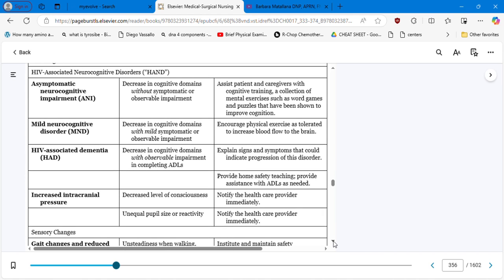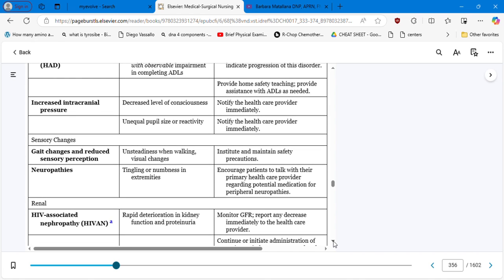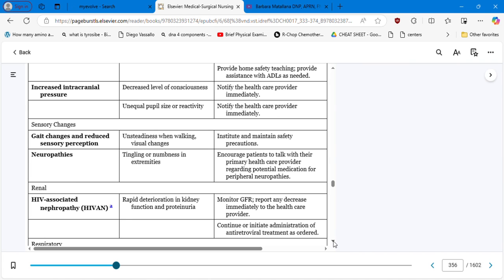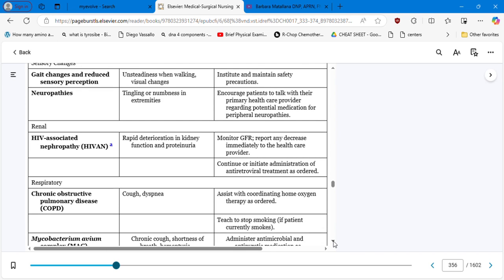Wow, the list goes on and on and on. This condition, this disease is affecting, is systemic, is terrible. Sensory changes, gait changes, and reduced sensory perception, neuropathies. In terms of renal, remember that patients that die from HIV have problems with the kidneys and in the cardiovascular, and so it's a rapid deterioration in kidney function. Remember, your creatinine is your marker that you have to monitor, and your proteinuria.